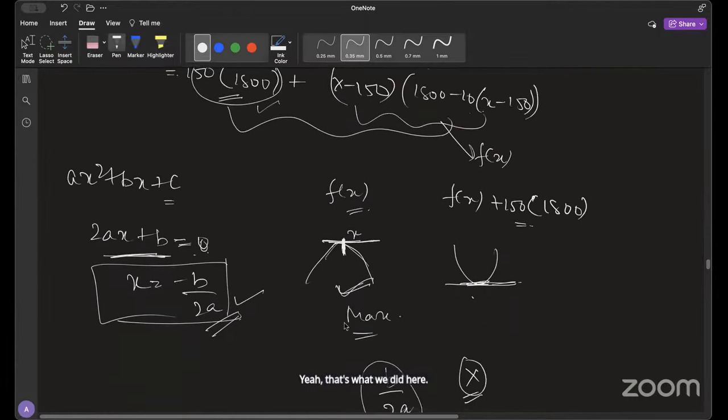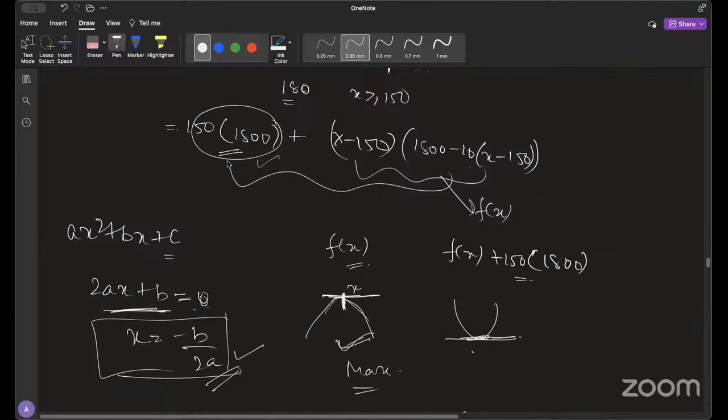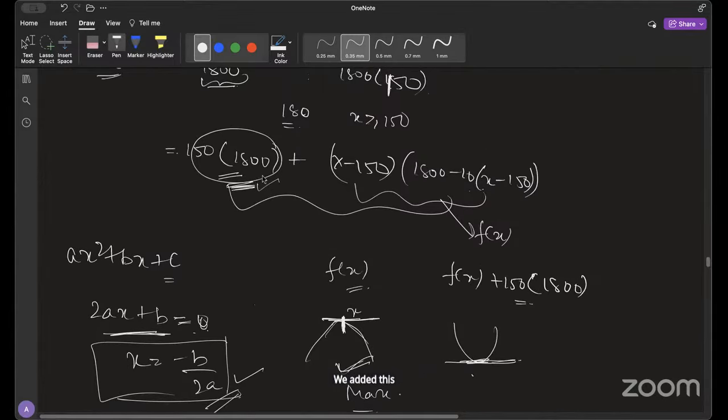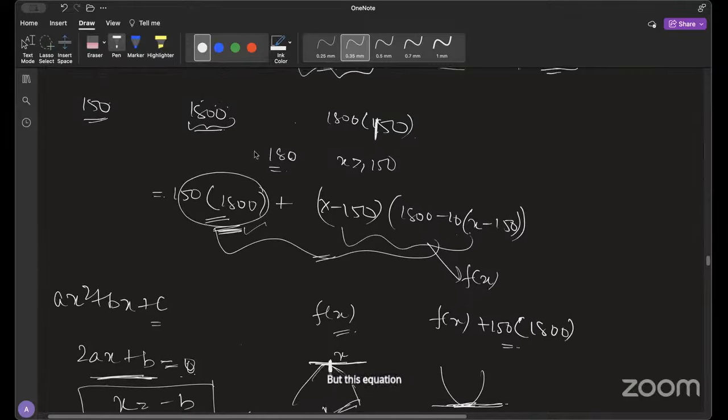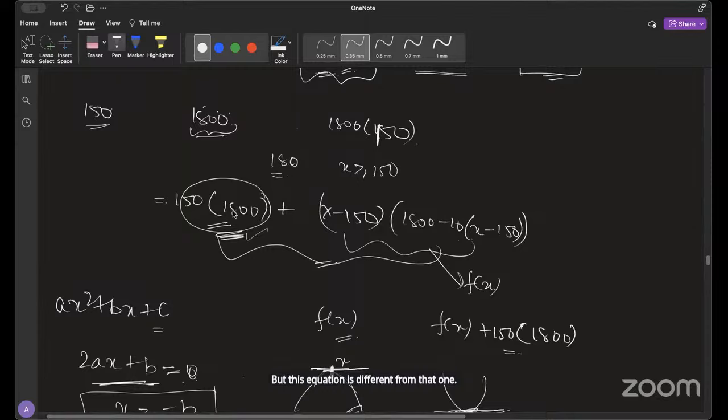We can add those things which are below 150. That's what we did here, right? We added this here. So ma'am, this will be the perfect answer, right? Or the correct one? But this equation is different from that one. Wait.